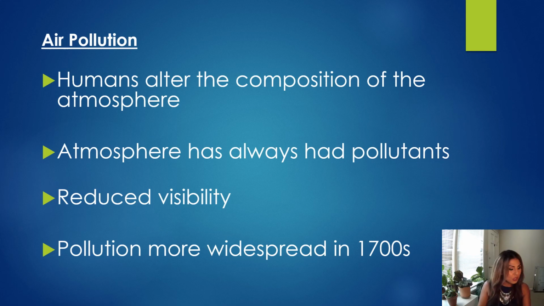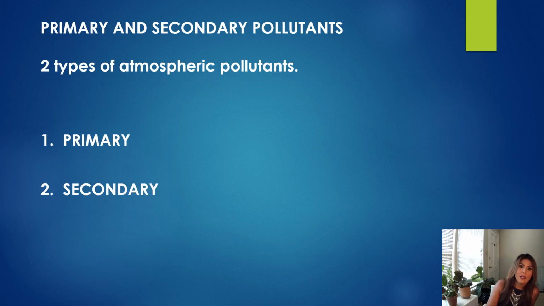Air pollution. We're still looking at how humans have affected our atmosphere, right? Atmospheric, human-induced changes to the atmosphere. Air pollution: humans alter the composition of the atmosphere, but I want you to understand that the atmosphere has always had pollutants, okay? Those have always been natural. It leads to reduced visibility, but pollution has been more widespread since the 1700s. Types of pollutants: there are primary and secondary pollutants.